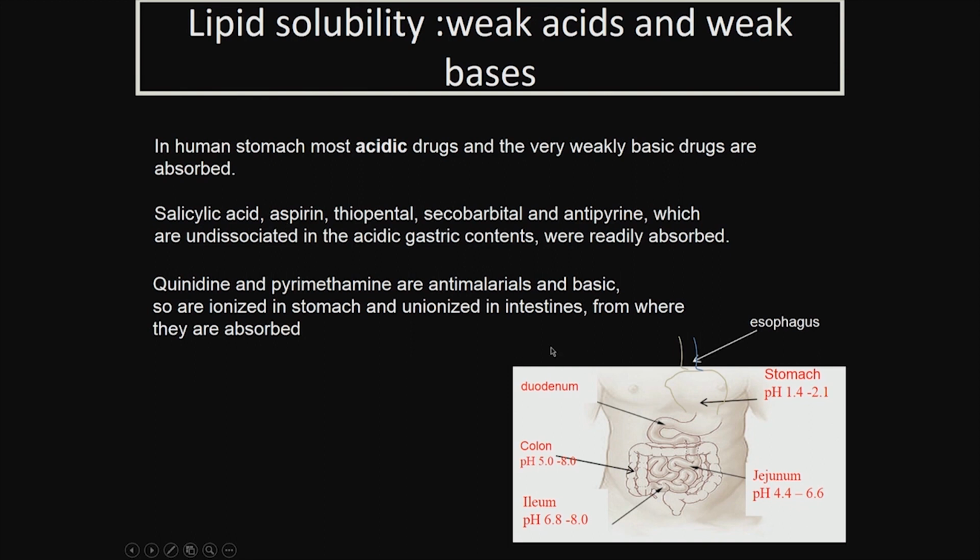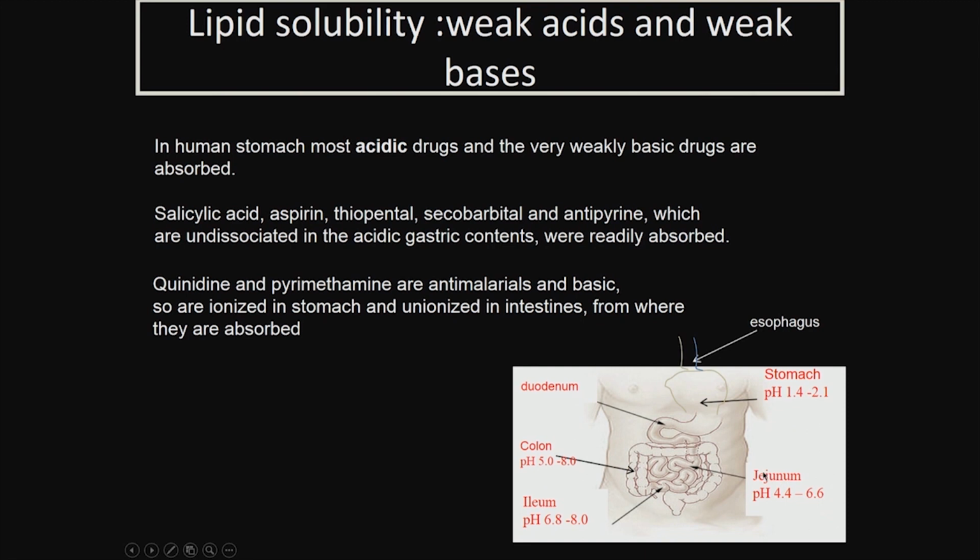So, if you want to have a very fast acting drug, make it acidic or very little basic, so that it will get absorbed in the stomach. Quinidine, pyrimethamine, antimalarials, and basic drugs are ionized in the stomach because you have acid, whereas they are unionized in the intestine, so they get absorbed.